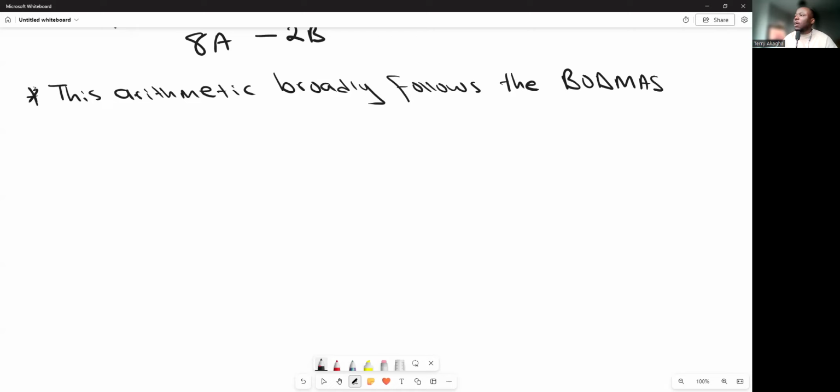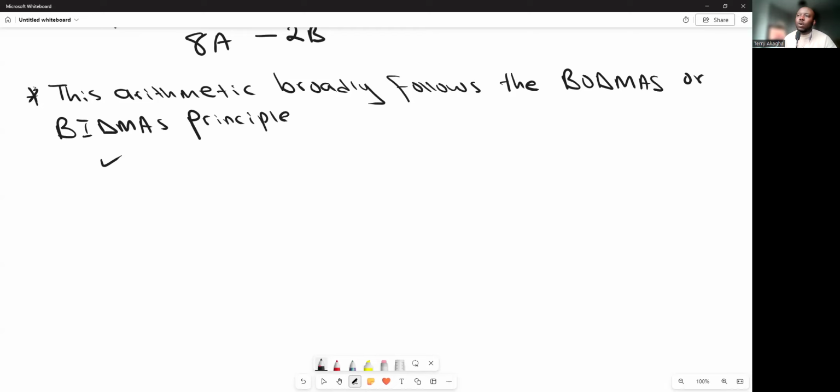Like I said, some people call it BODMAS. In some textbooks, it's called BEDMAS, okay? And I've talked about this previously when I talked about basic algebra. So please, you need to go back and have a look.